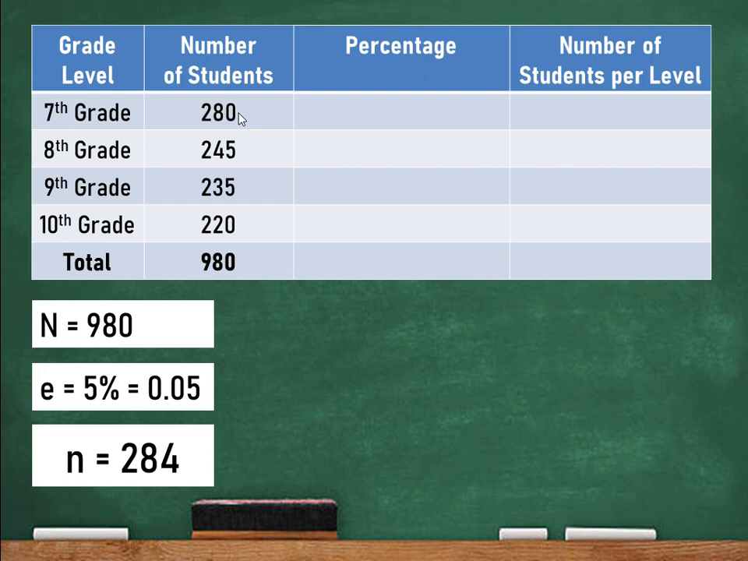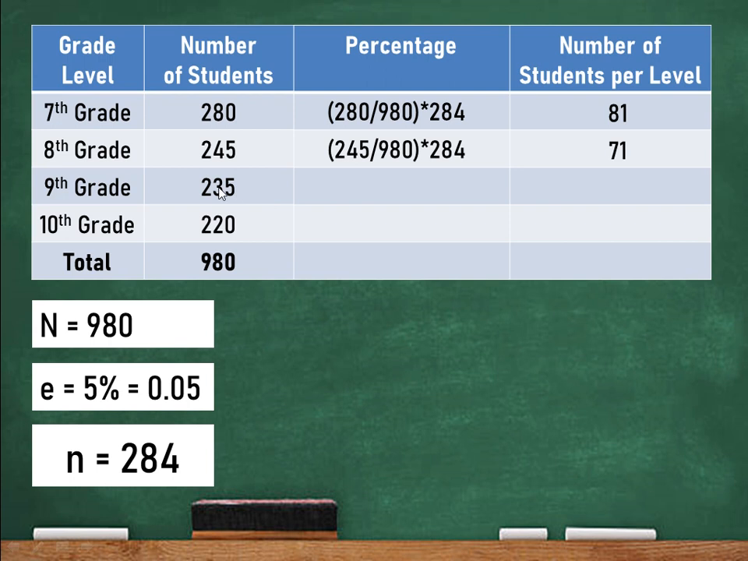That means 280 divided by the total 980 and multiply it by the sample size. So again, 280 divided by 980 times 284. Using the calculator, you will get 81. Same process: 245 divided by 980 times 284, you get 71.